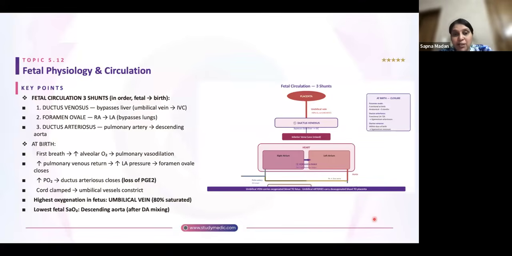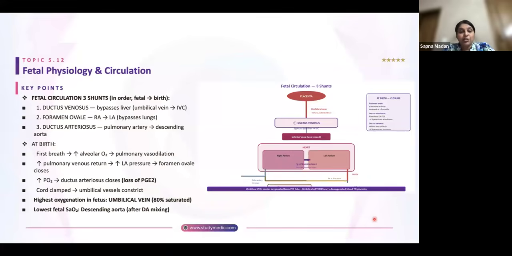And once the cord is clamped, the umbilical vessels will also constrict. Now there is a question, which vessel in the fetal circulation contains highest oxygenation? And the clear-cut answer is obviously the umbilical vein, because that is carrying the oxygenated blood from the placenta. It has around 80% saturation.